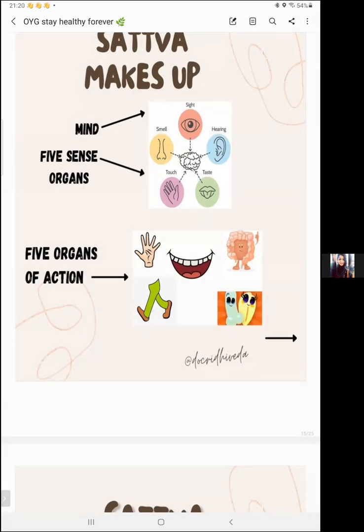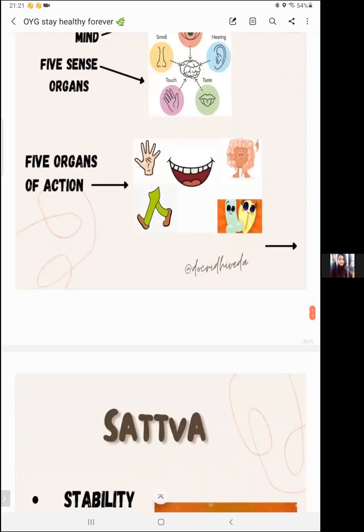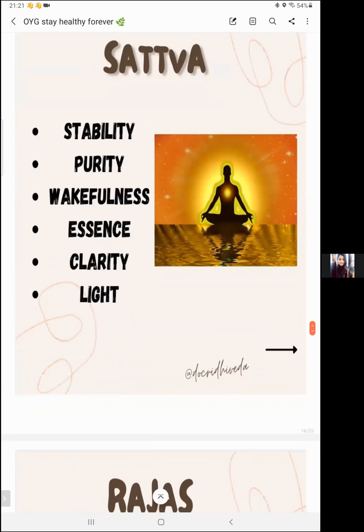Sattva means mind. What is sattva making up in your body? Sattva makes up your mind as well as your five sense organs, and also your five organs of action, like your hands, your mouth, your feet, your reproductive organs, and your intestines. Now, what sattva does is give stability to your body.